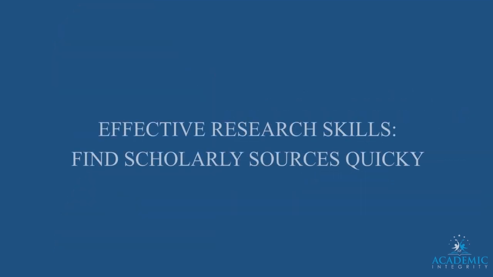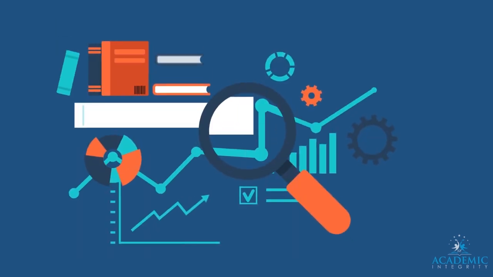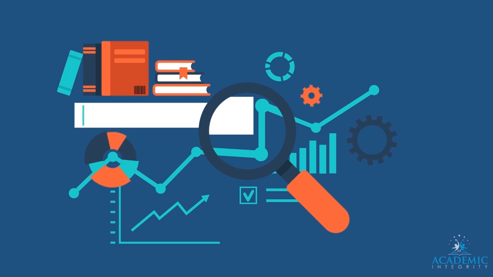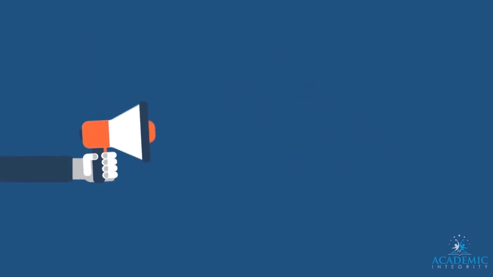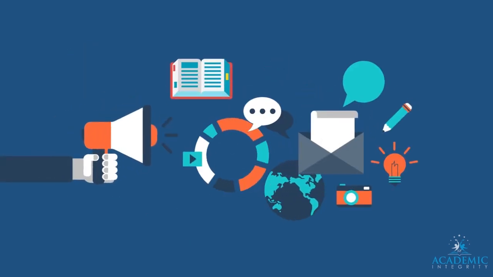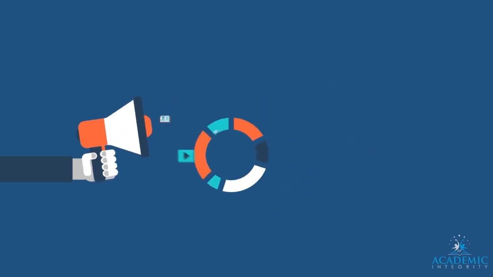Effective research skills. Find scholarly sources quickly. Research is a complex process that requires higher levels of information literacy. In general, this involves the ability to efficiently locate information, assess the validity and reliability of that information, and be able to successfully use it to accomplish a specific task.